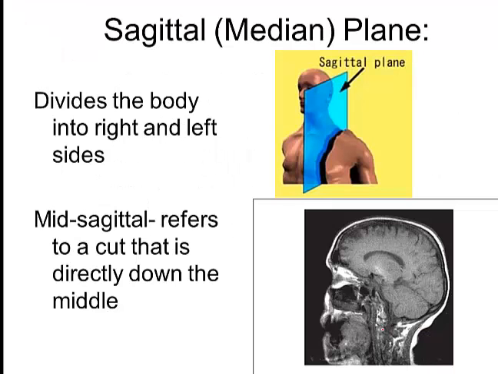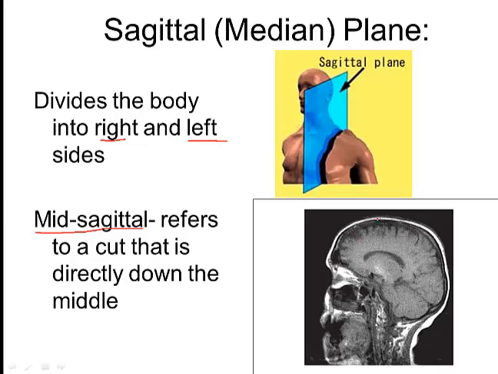The sagittal or median plane is going to divide the body into right and left sides. So that's going to cut right down the middle of the body, right down the midline. If you go directly down the middle, that's called mid-sagittal. So that's a direct cut down the middle. But sagittal can be anywhere along the way, so long as it's cutting it into right and left halves. It doesn't necessarily have to be equal.